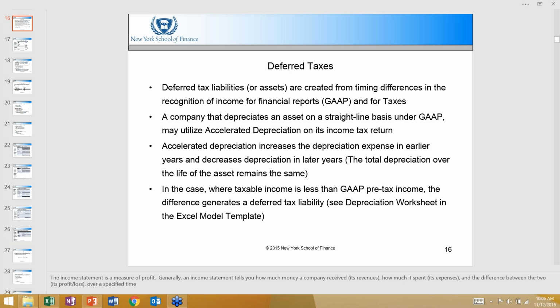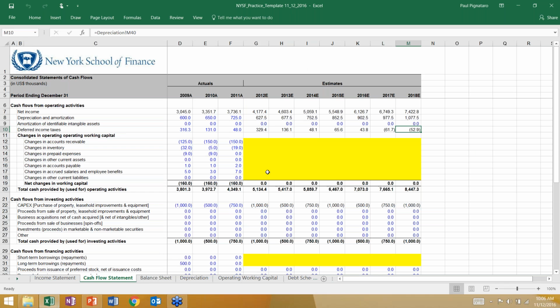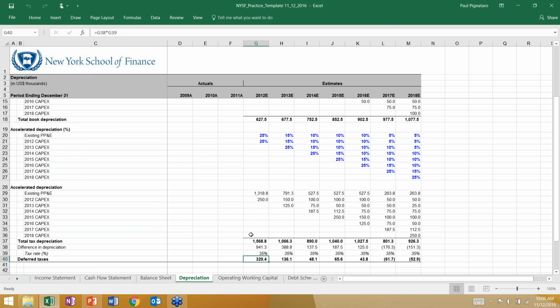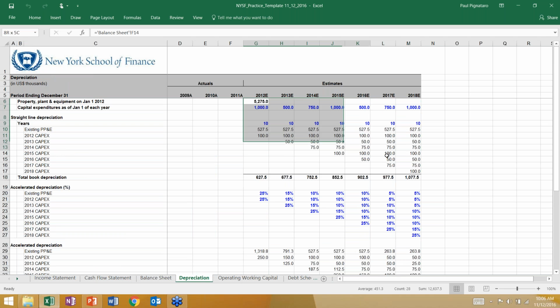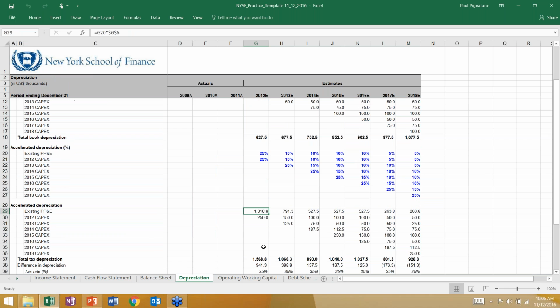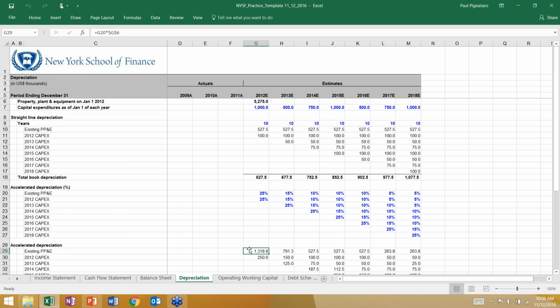I do want to talk about deferred taxes because I had a lot of questions, and I think we left it kind of hanging. Just to give you an idea as to where we were, we left off with the depreciation schedule and really talking about straight line depreciation versus accelerated depreciation and how that creates a deferred tax liability.